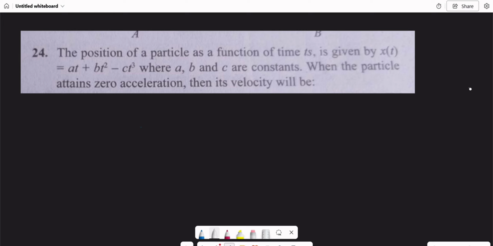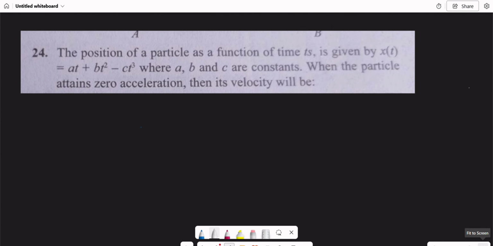Hello students, in this video we will solve one problem and we will learn how to use the techniques of calculus to solve problems of kinematics. So the problem says that the position of a particle is given as a function of time, where a, b and c are constants. Now the question requires that when the particle attains zero acceleration, what will be the velocity? So we have to solve this problem to find the velocity when the particle's acceleration is zero.